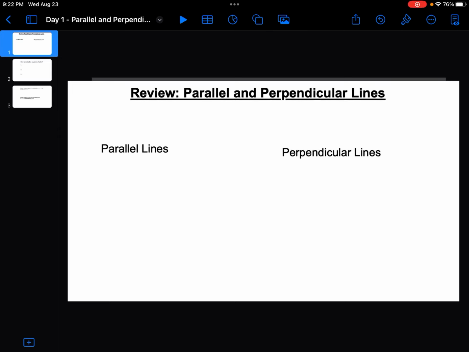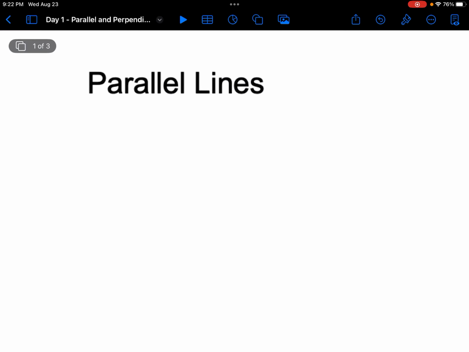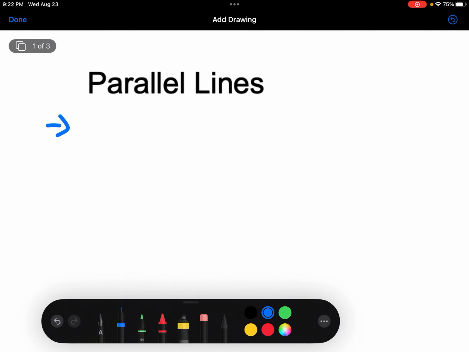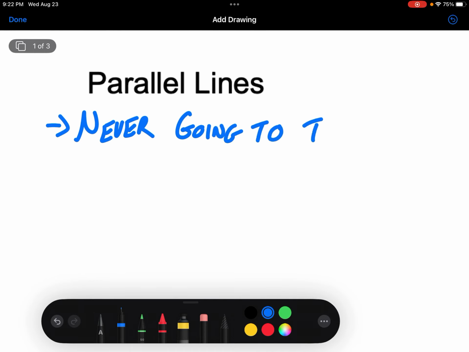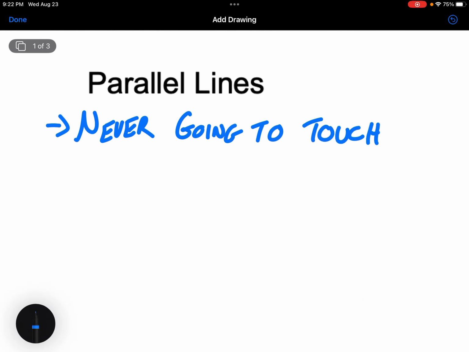When we're reviewing parallel and perpendicular lines, there's a few things that we need to remember. First, parallel lines are never going to touch. Now, with that being said, if they're never going to touch, that means that they have to go up and over by the same amount. A different way of saying up and over would be that they have the exact same slope. So they have the same slope.